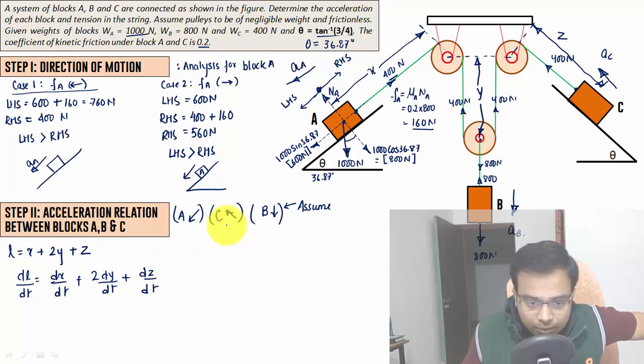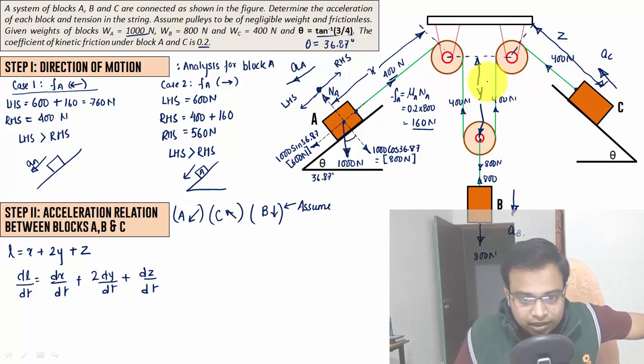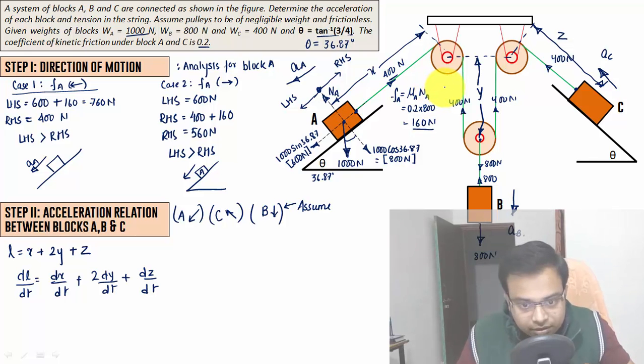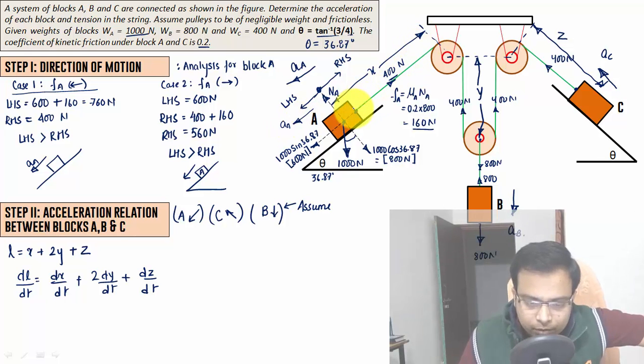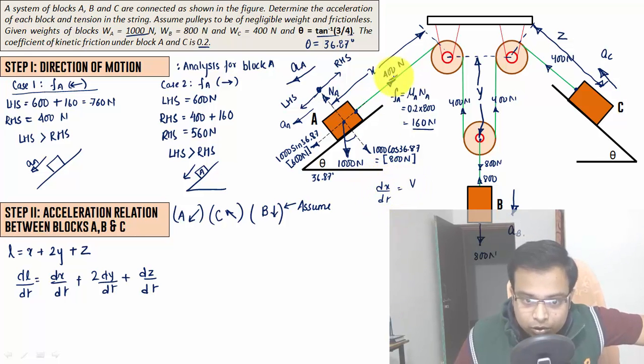Now based on this, which block is going downwards and which block is going upwards, we'll try to work out where the length of string is increasing and where it is decreasing. Wherever it's decreasing, it's a negative velocity. Wherever it is increasing, it's a positive velocity. Now guys, watch carefully. This A is moving down the plane, right? With an acceleration of AA. In that process, this portion of the string's length will increase gradually, right? So that's a positive rate of change. And rate of change of displacement, you know very well, dx over dt is nothing but the velocity. So if this length of the string is increasing, you have to take a positive velocity.